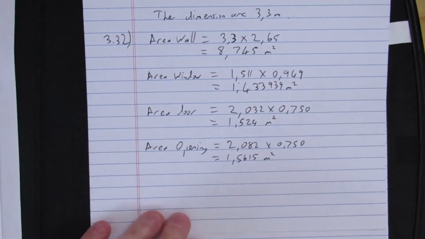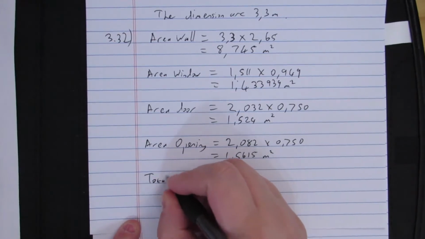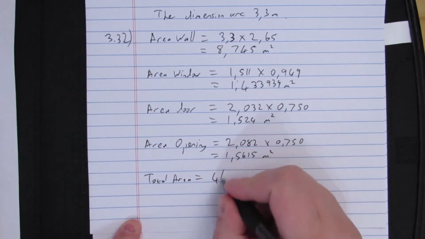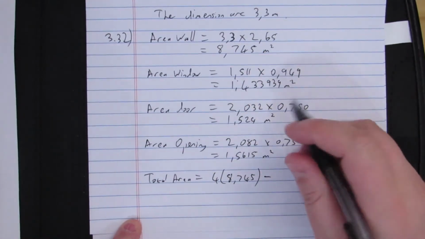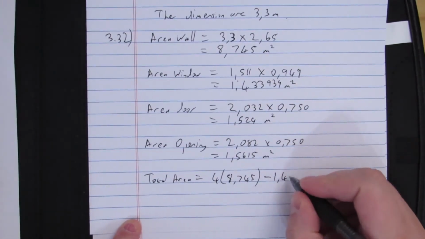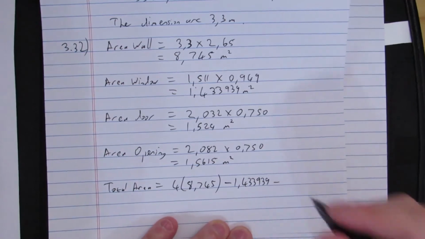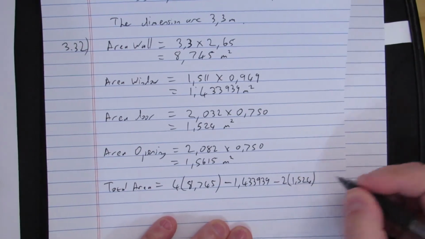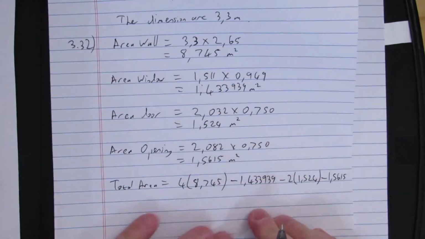Now, after all of this, we still haven't actually got to our final answer, to the nearest square meter. So, the total area. I need 4 walls. Okay, so 4 times 8,745 minus the area of the window. We only have one of them, 1,433939. Taking away 2 doorways, 1,524, and we're taking away 1 opening, 1,5615. Alright.